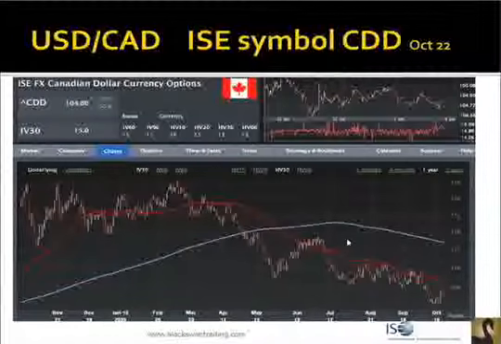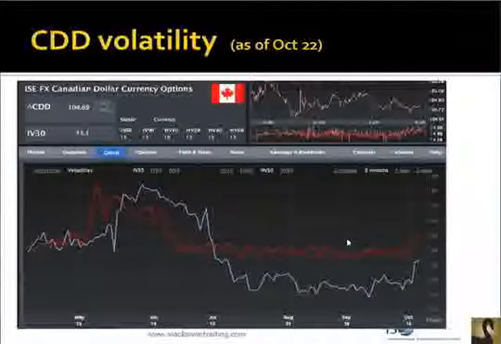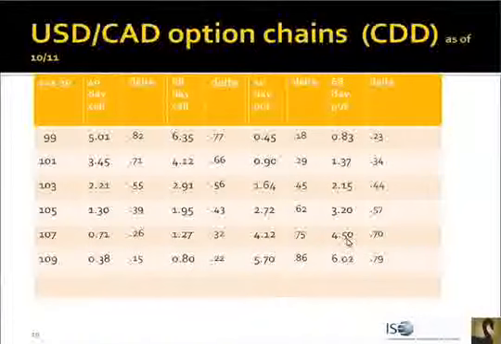And here's a look at volatility, and you can see the spike in volatility lately, corresponding to the big move in the Canadian dollar. So it's natural there. And since I know very little about volatility, I'd have to have Steve explain this chart to you. So we'll move on.